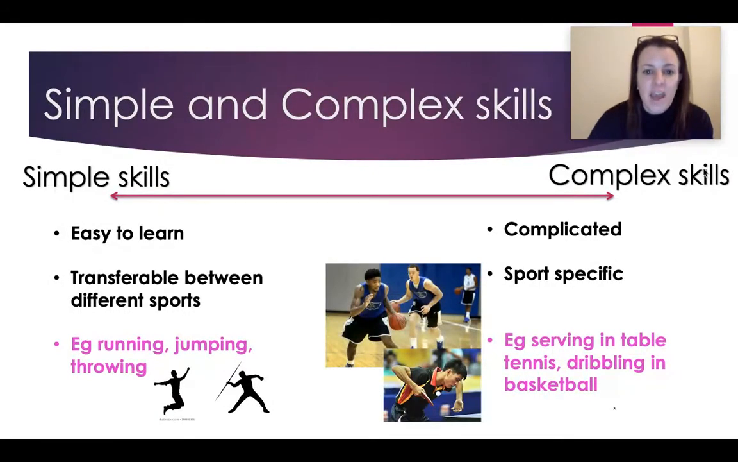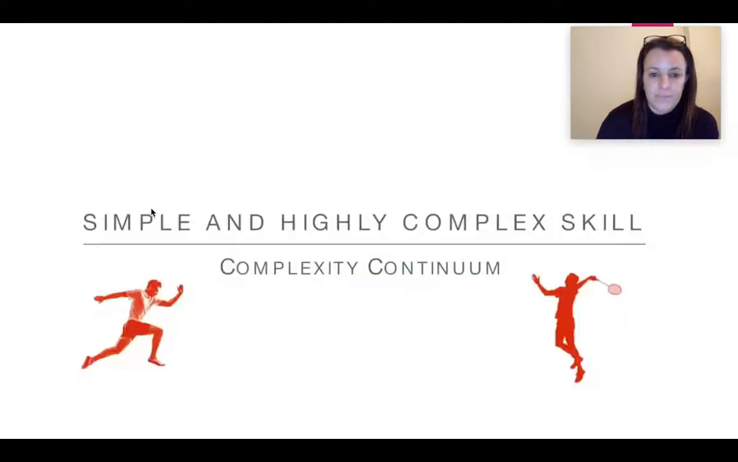So the first scale are simple and complex skills. Simple skills are very easy to learn and we can transfer them between different sports. So running, jumping and throwing are our examples. You need to write this down. Complex skills are complicated and they're often sport specific. So dribbling in basketball, serving in table tennis. Those are our examples that we have there. Let's watch a video that puts it into action.